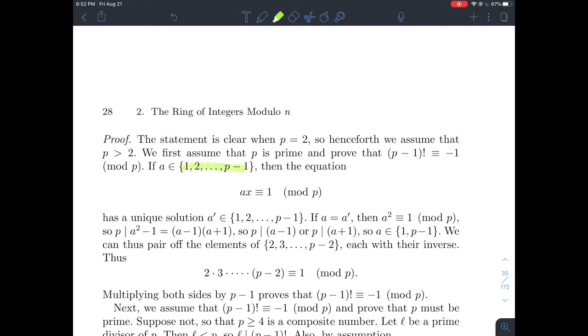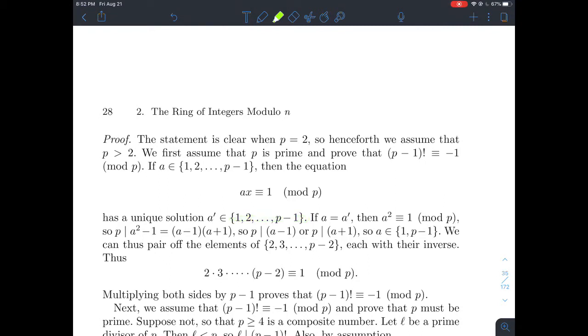Well, I know that each one of these numbers is relatively prime to p, because p is prime. So p is relatively prime to all the numbers that are less than it. So then what do we know? Well, the linear equation ax is congruent to 1 mod p has a unique solution exactly when a is relatively prime to p. And that works for all these a's. So in particular, this should always have a unique solution, we'll call it a prime, and that a prime should reside in this set too.